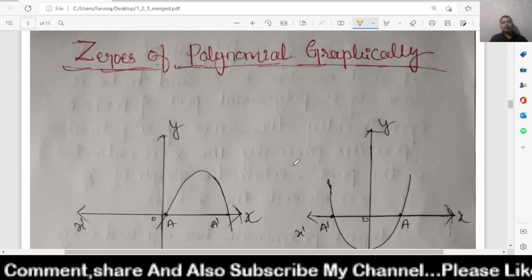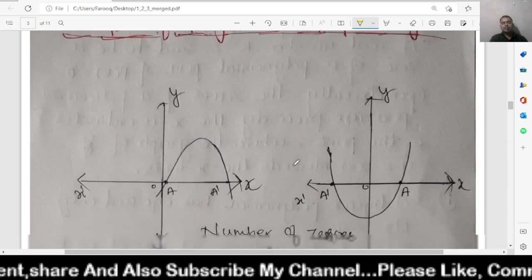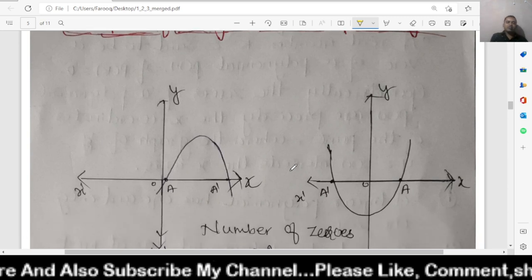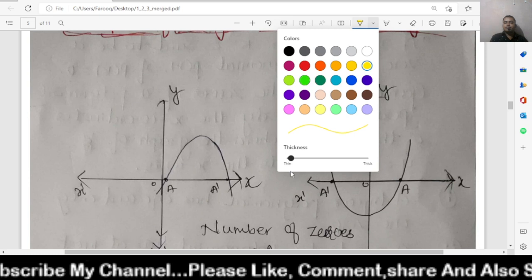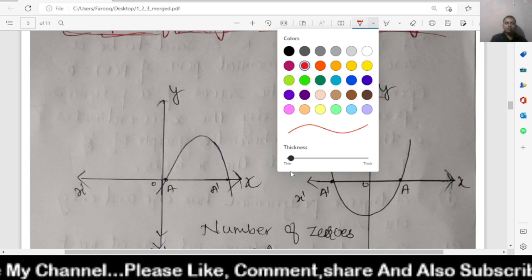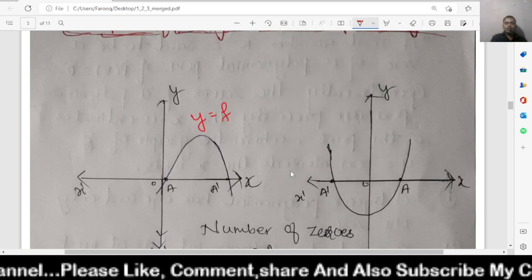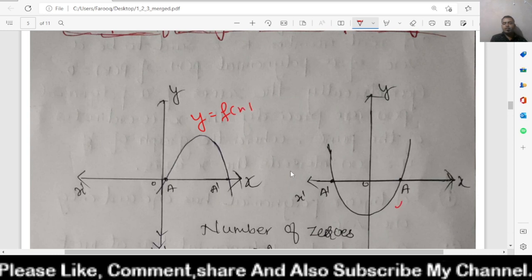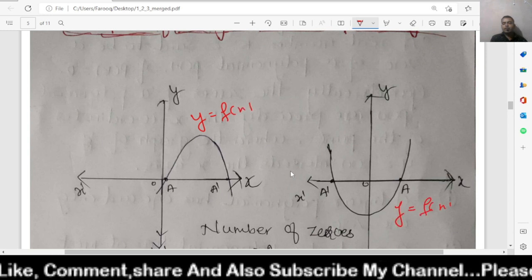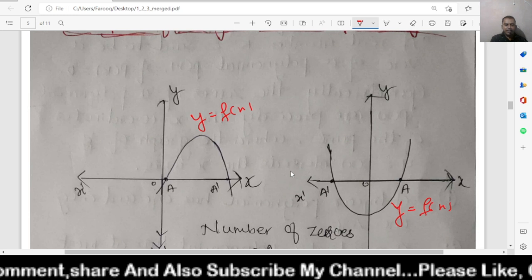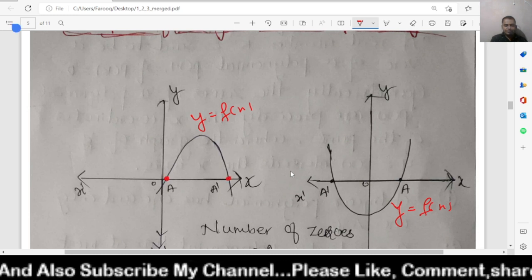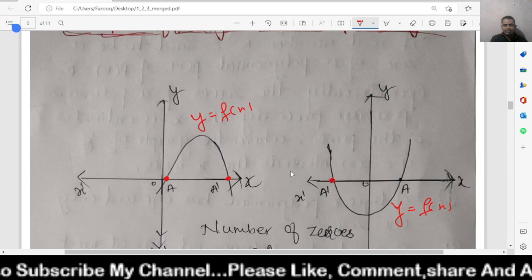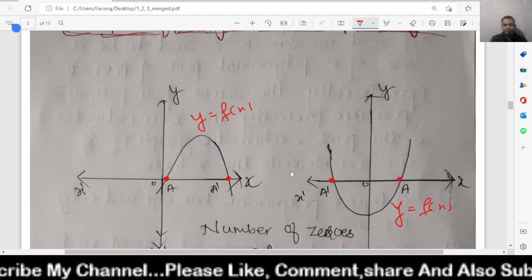Next, zeros of a polynomial graphically, how to calculate? See here, suppose this graph is given to you. Determine the zeros of the polynomial. This is y is equal to f of x, or p of x, whatever it may be. Here it cuts the x-axis at these points a and a dash. Here also at a dash and a.